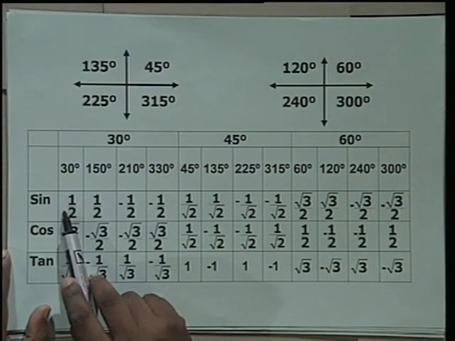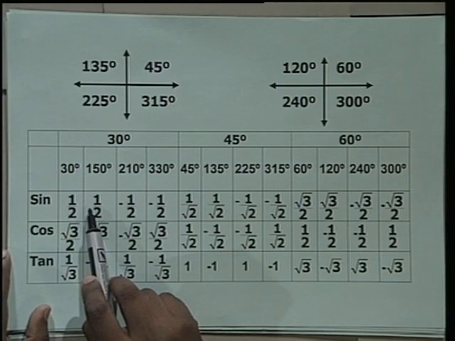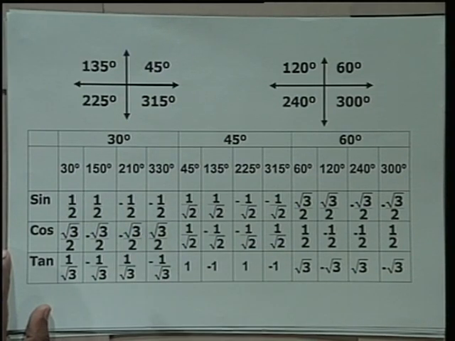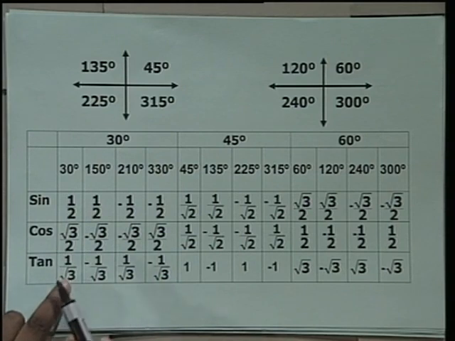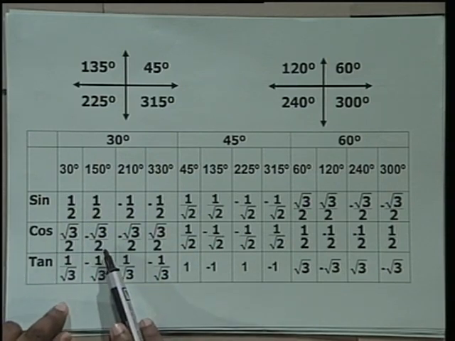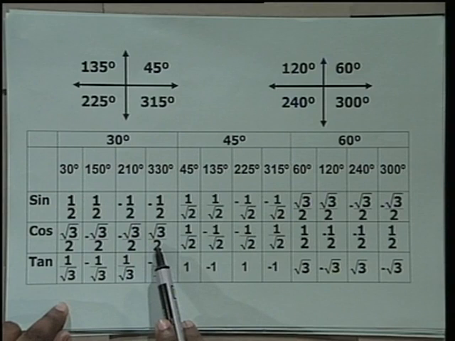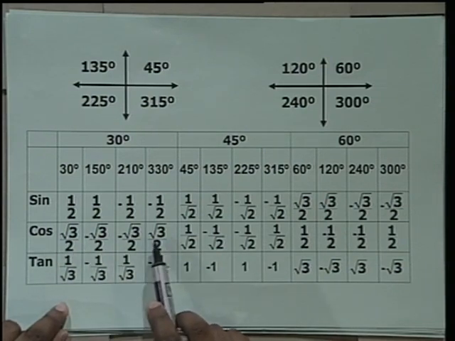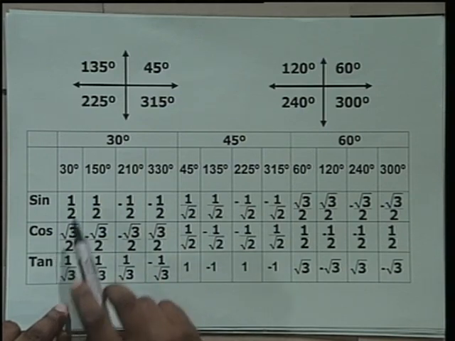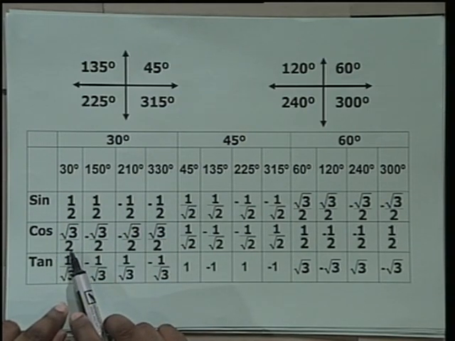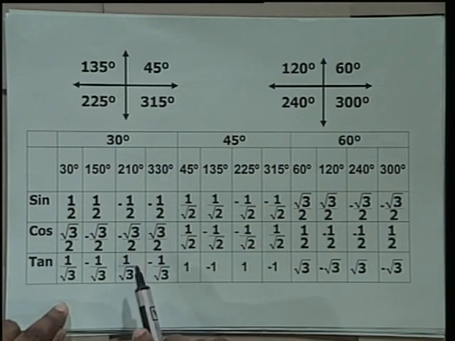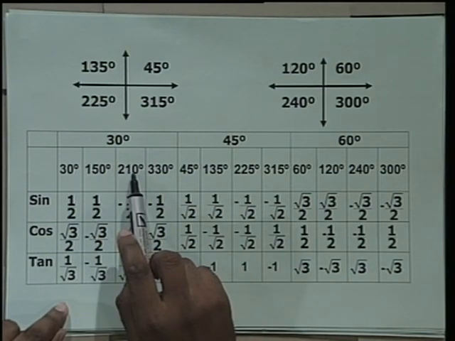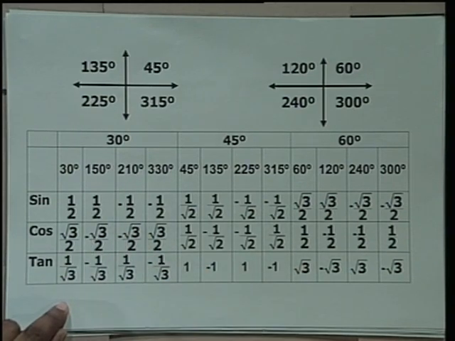But sine is positive in first and second. It will be negative in third and fourth. Similarly, cos of 30, 150, 210, and 330 will have exactly the same magnitude, root 3 divided by 2. But cos is positive in first and fourth. Therefore, cos of 30 will be plus root 3 by 2. Cos of 330 will be plus root 3 by 2. But cos of 150 and 210 will be minus root 3 by 2.